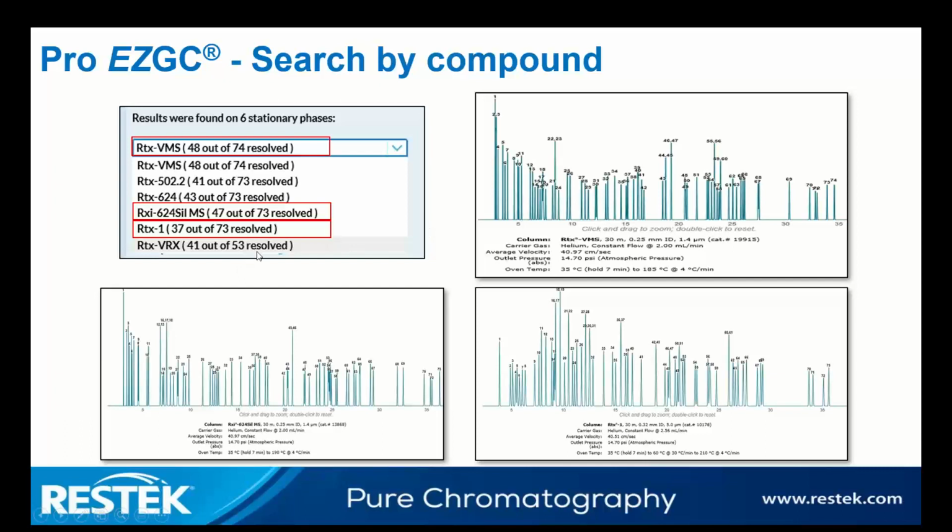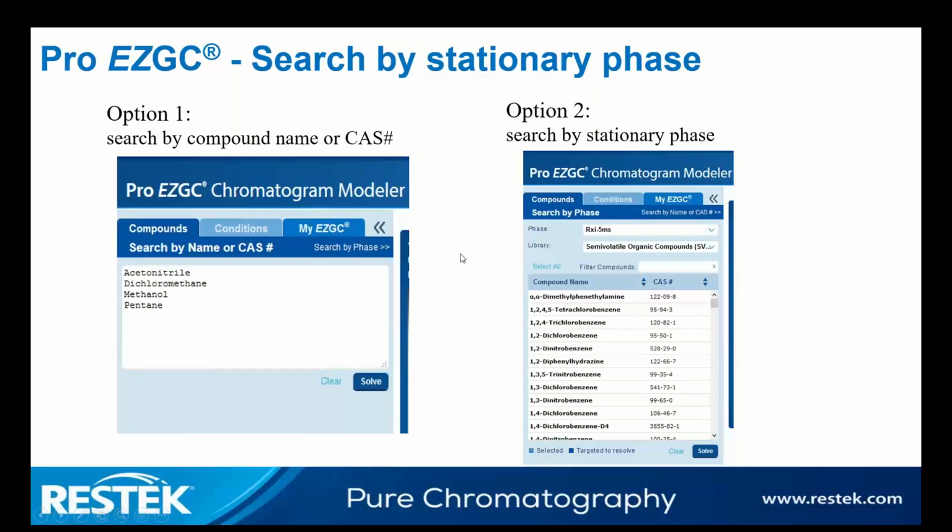Sometimes if too many compounds are missing, it won't even display that column. And we have that with a few columns. Those are areas where we have to add compounds, because customers are requesting those changes. So now let's go over to option 2.